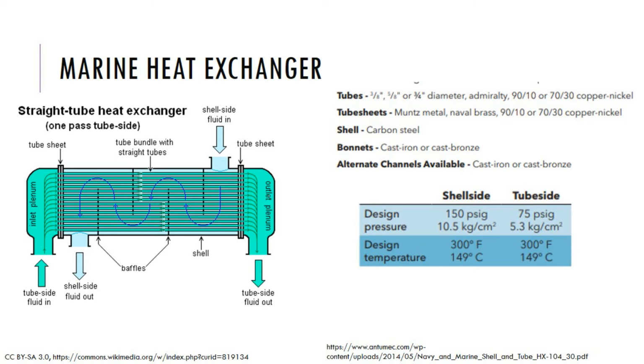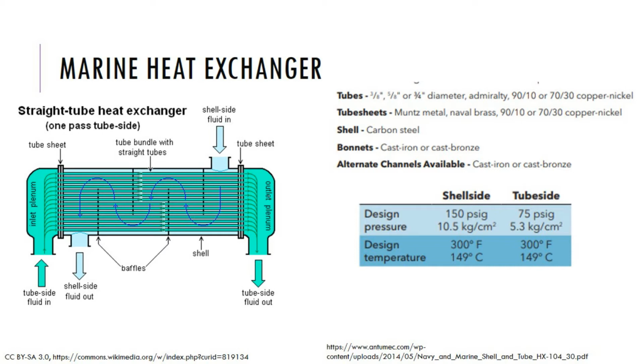As you can see here, the design temperature and pressure has been specified for the shell side as well as the tube side, which means that the materials which are used for the tube and the tube sheets have to be able to sustain the temperature and pressures given for the tube side, and those which are provided for the shell have to sustain the temperatures for the shell side.